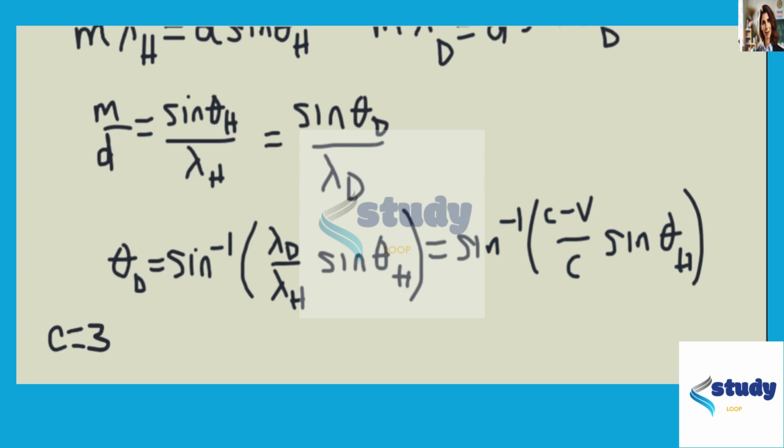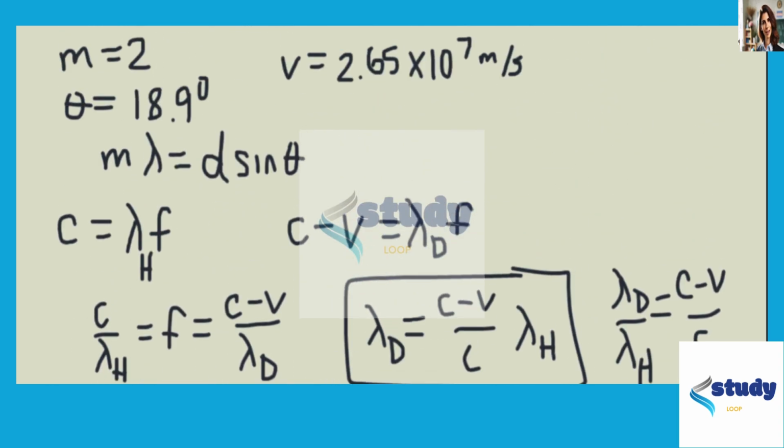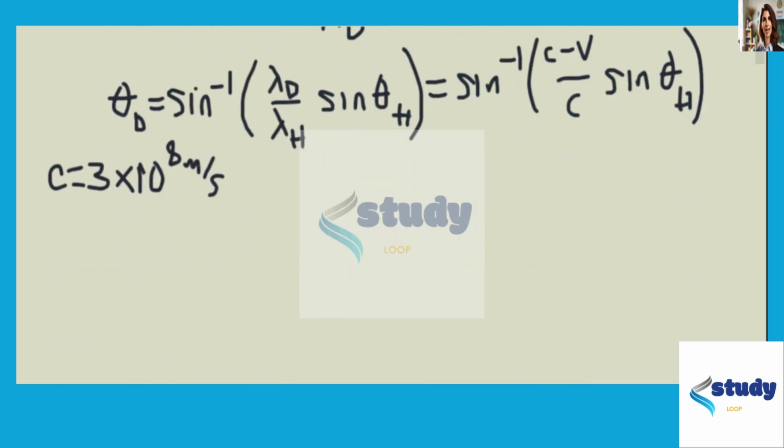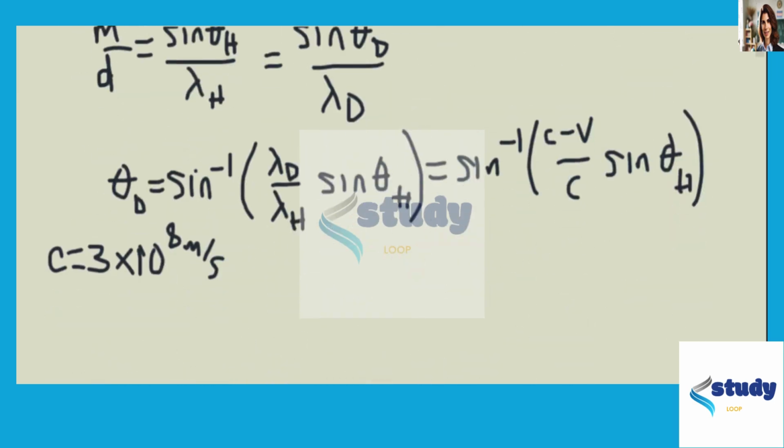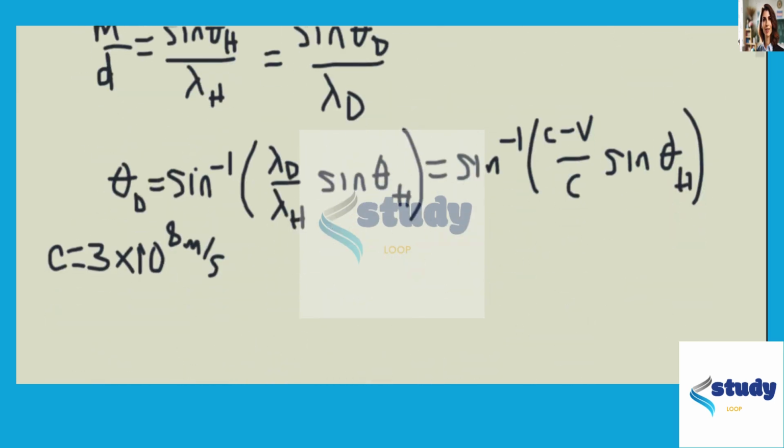C is 3 times 10 to the 8th power meters per second. Theta h is up here, and so is v, and so is m. Oh, we don't even need m. We can put those into the equations, and I get theta d equals 17.2 degrees.